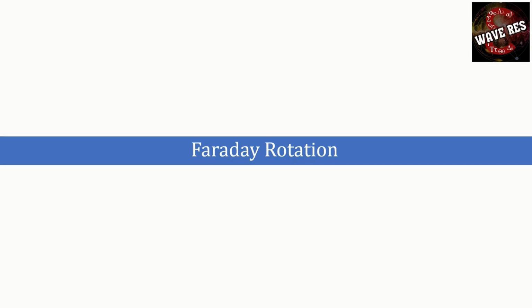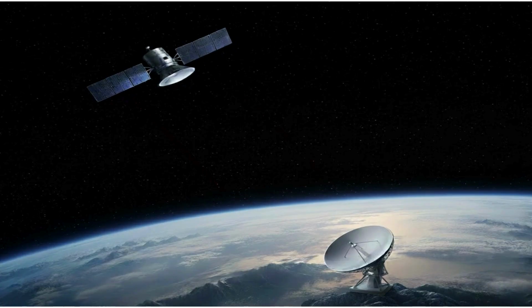In this video, we are going to explore what is meant by Faraday rotation. This is one of the reasons why we are preferring circular polarized antennas for satellite communication. So consider the case of satellite communication. We have an antenna on the Earth and we have the satellite. For the communication to happen, there is wave propagation happening between these two antennas.